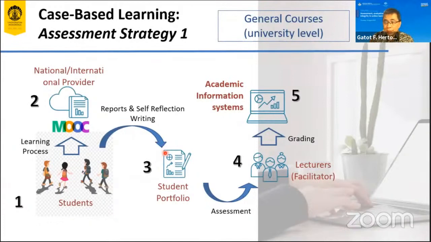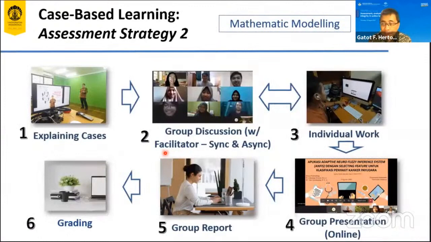And for the next example, we also apply case-based learning. In this example, I take a course in the Department of Mathematics related to mathematical modeling. So here, first, the lecturer explains some cases that should be solved by the students. The students can interact with the lecturer through synchronous mode, like Zoom or Microsoft Teams, and the lecturer gives several quizzes and distributes them to several groups in the class.